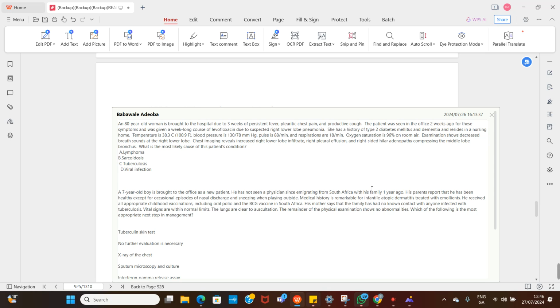He has received all the appropriate childhood vaccinations, including oral polio and BCG vaccine in South Africa. His mother says that the family has no known contact with anybody infected with TB. Vitals are okay, lungs are clear. The rest of the physical examination shows no abnormality. Which of the following is the most appropriate next step in the management?